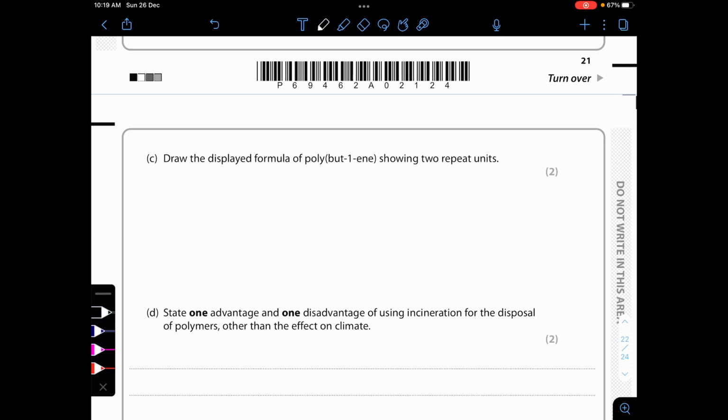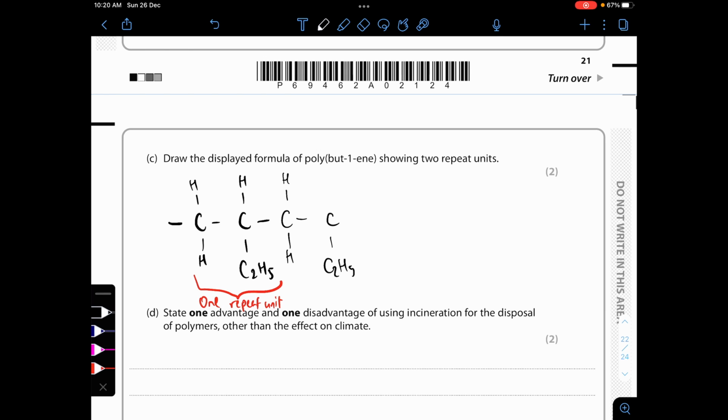Draw the displayed formula of poly(but-1-ene) showing 2 repeat units. Now first let's look at how it will look. So we would usually have C, and in this case that will be C2H5 because it's butene, and then the next will be hydrogen. So this would be 1 repeat unit, right? Because we want 2 of them, all we have to do is just repeat it. So C, H, and C2H5, hydrogen, and that's our 2 repeat units. Sorry, 2 marks.